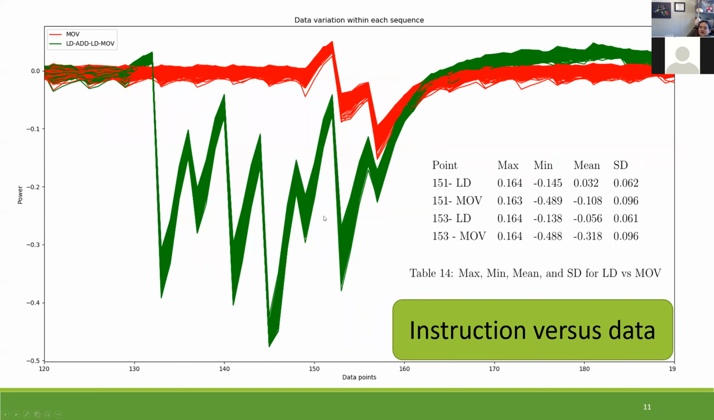Now here's a slide that shows you a sequence of instructions, okay? There's a single move, these are no ops, and there's a single move.